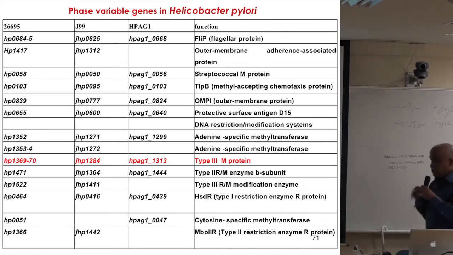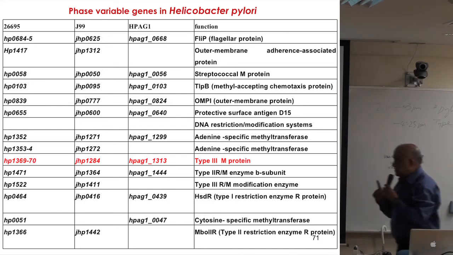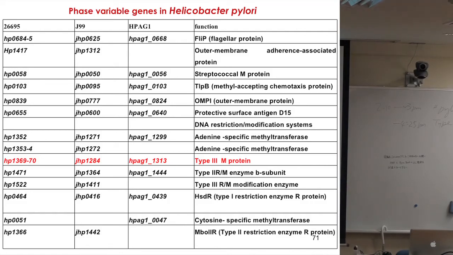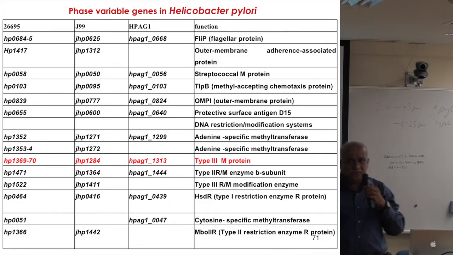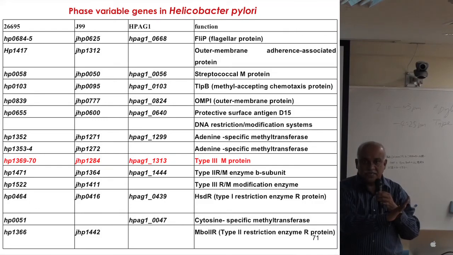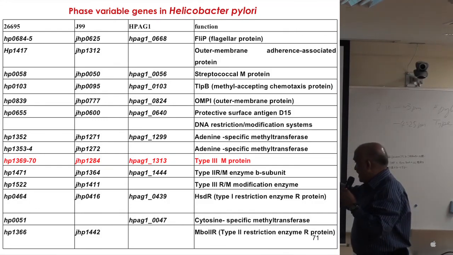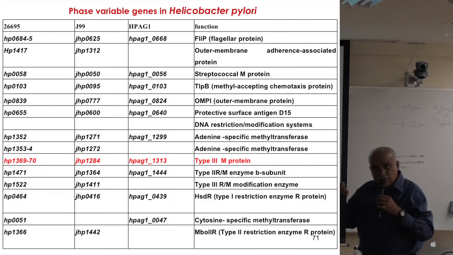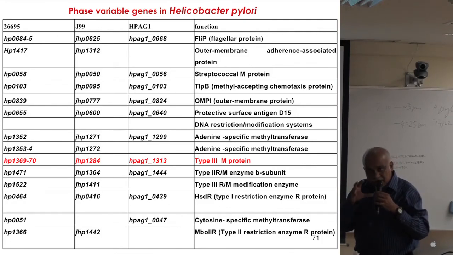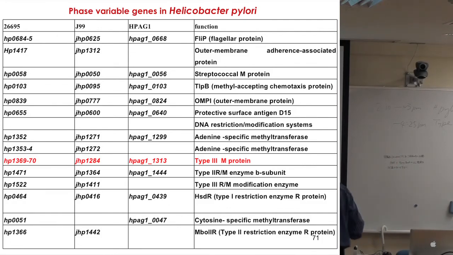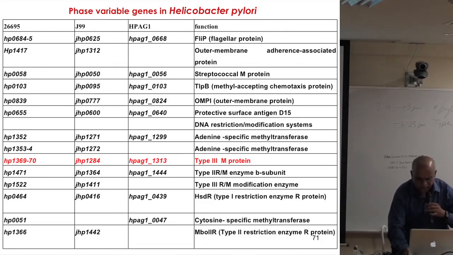I'm going to move on to another set of methyl transferases, and these are known as the phase variable genes in Helicobacter pylori, and one such one which I'm going to talk to you about is this particular one called the 1369170. So we're finished with the 50 and 51. These were solitary methyl transferases; there was no corresponding restriction enzyme. Whereas in the 1369170, the 171 is a restriction enzyme. But the 69 and the 70 are very interesting. Okay? The 69 and 70 are something like this.